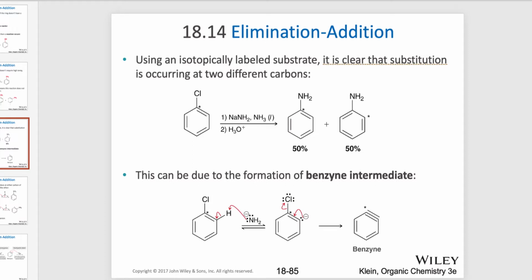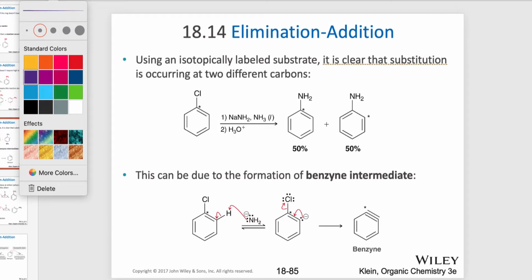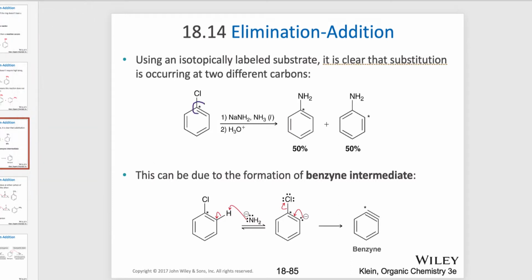Chemists have run isotopically labeled experiments to get mechanistic insight. And here is an asterisk, and then we see it here and here. And because we have isotopically labeled the starting material, the substrate, it's clear that the substitution is now occurring at 2 different carbon atoms. This can only be due to the formation of what is now referred to as a benzyne intermediate, and that's a really unusual structure.